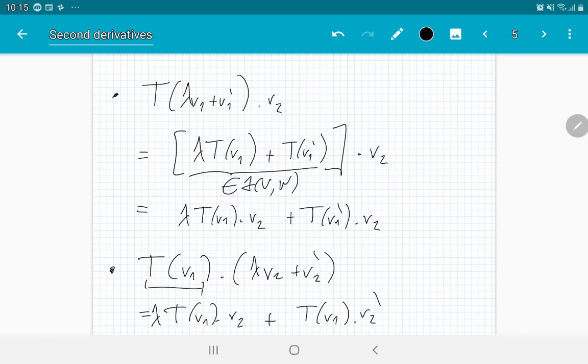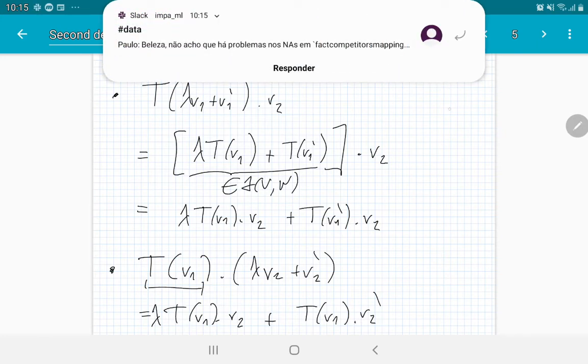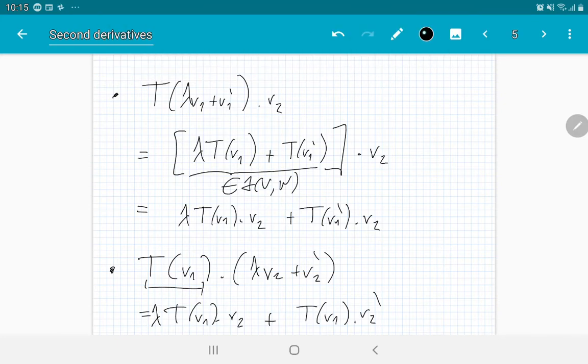What I'm hinting at here is that this map is bilinear, meaning it's linear in v1 and in v2. So I'm taking v1, v2, and mapping it to T v1 applied to v2. And what I'm saying now is that this is a bilinear mapping.